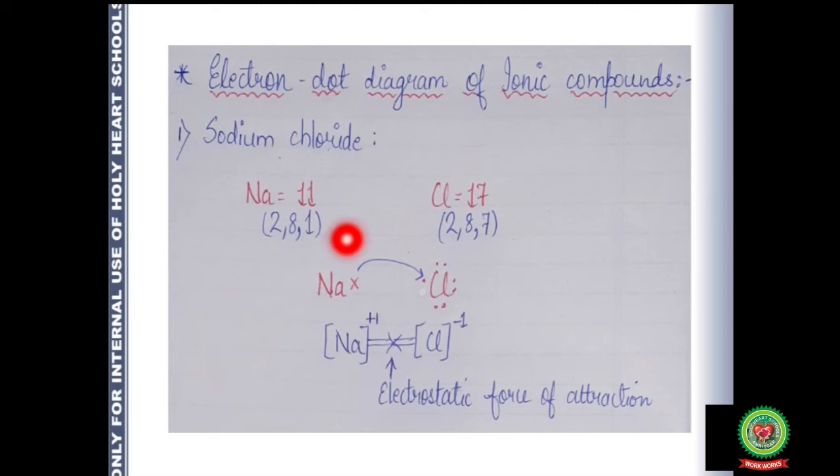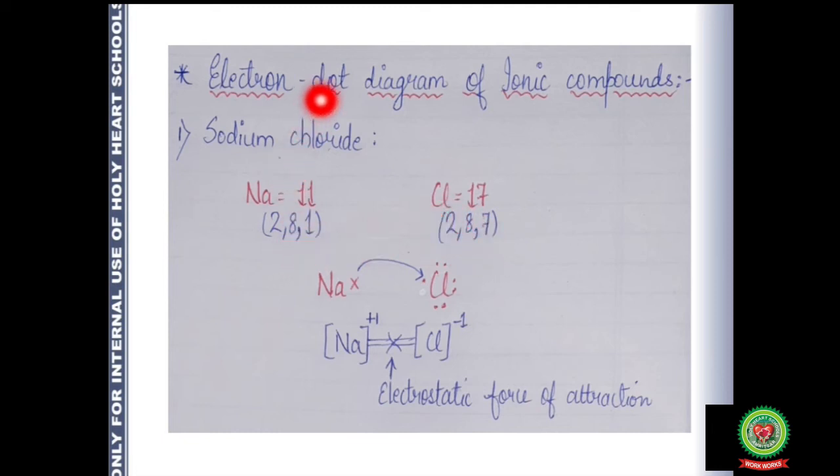So one by one, let us discuss how we are going to draw the electron dot diagram of an ionic compound. The first one is sodium chloride. Sodium has atomic number 11, chlorine has atomic number 17. Next, you will write its electronic configuration: 2,8,1 for sodium and 2,8,7 for chlorine.